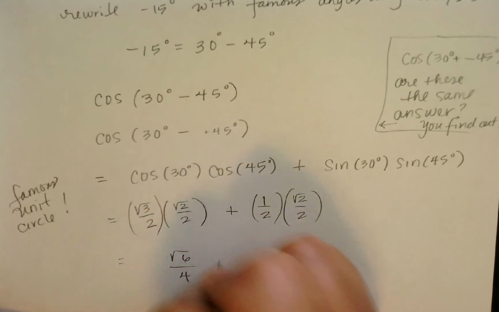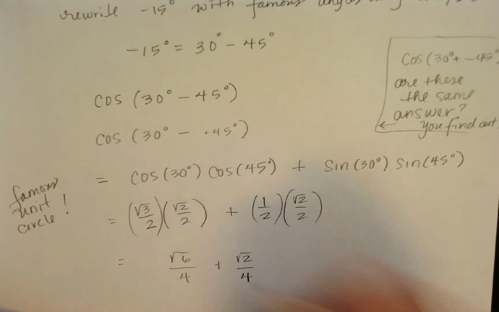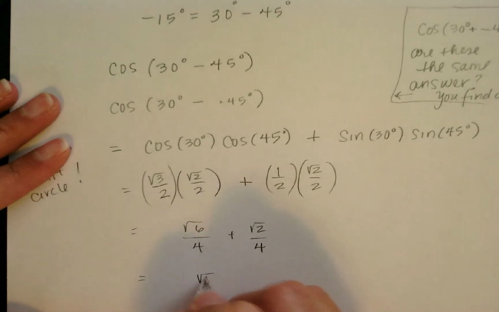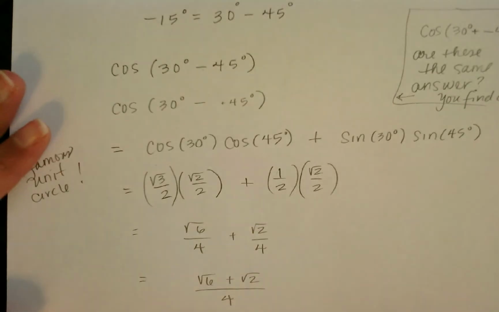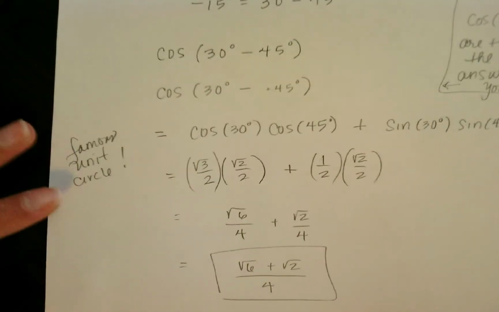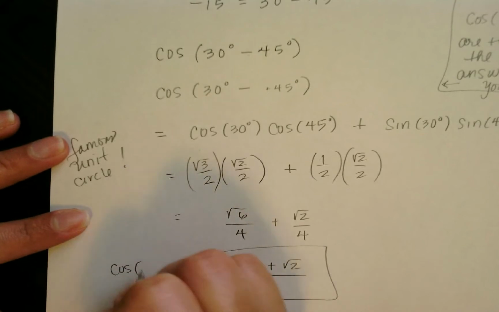So square root of 6 over 4 plus square root of 2 over 4. Oh, look at that. Is that the same thing as the last one we had? I think so. Equals square root of 6 plus square root of 2 over 4. Or is it something else? Yeah, it's the same thing. Okay, so there's cosine of negative 15 degrees.